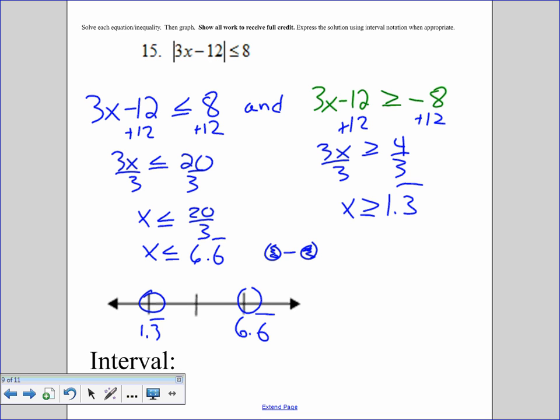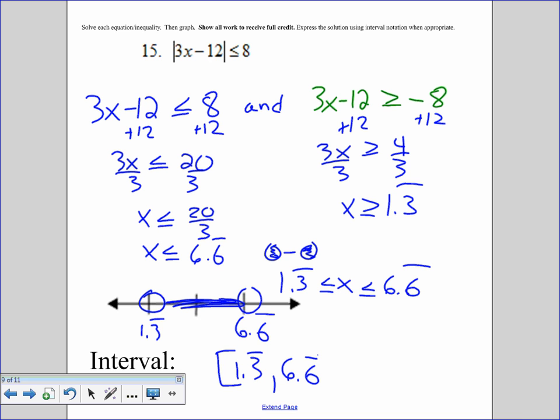It's less than 6.6, but also greater than 1.33, which means I should be able to write this as a compound inequality. And the interval is 1.3 repeating to 6.6 repeating. And you can leave this in as fractions, I did on the key, but the interval is the same.